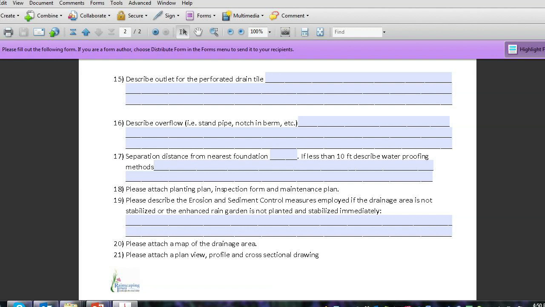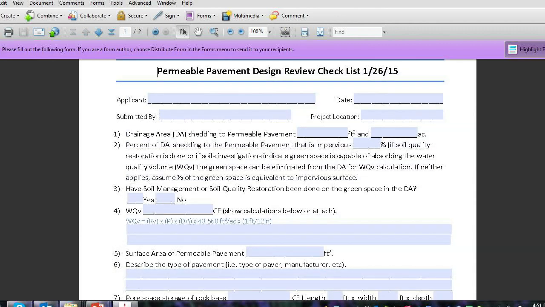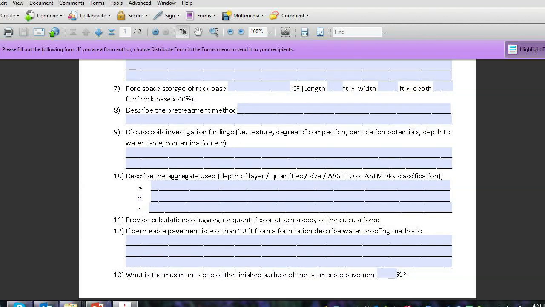Permeable pavement, this checklist, you're going through the same practices, I mean the same types of information, except they're asking here that you describe the type of pavement, the type of paver, the manufacturer of that material. They want to know the pore space storage of that rock space in cubic feet. They would like to know the dimensions of the rock base. And of course, describing the pretreatment methods, soils investigation. So one unique feature to this is if you're going to be installing them less than 10 feet from a foundation, describe what type of waterproofing methods are going to be used.